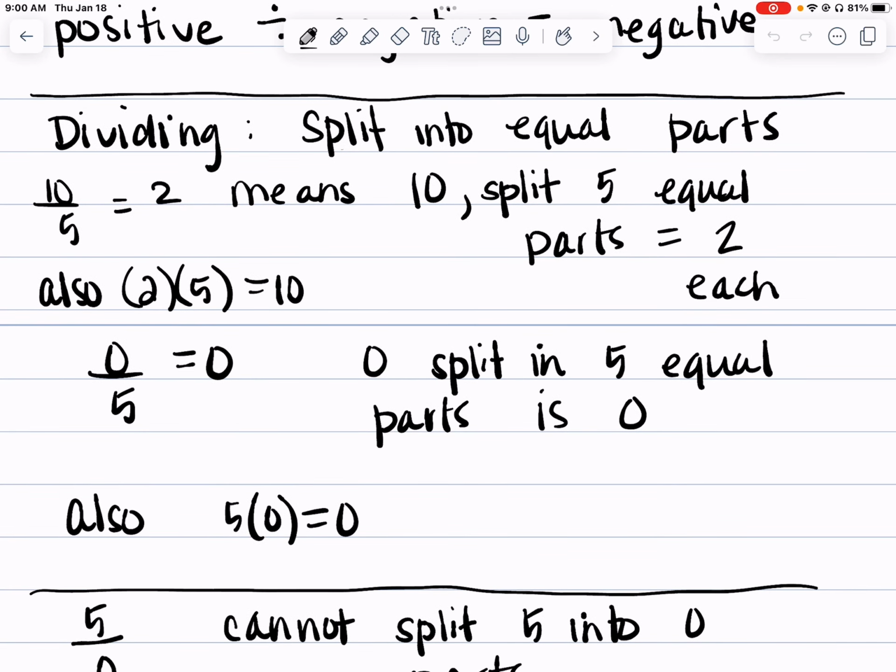Dividing means to split into equal parts. 10 divided by 5 equals 2 means 10 split into 5 equal parts equals 2 each. Also, we know that division undoes multiplication. 2 times 5 equals 10.